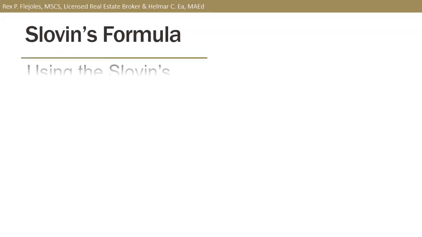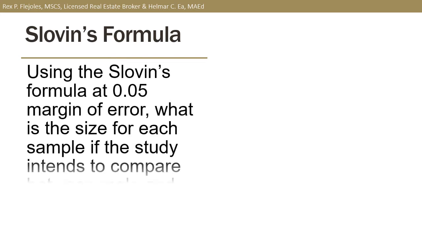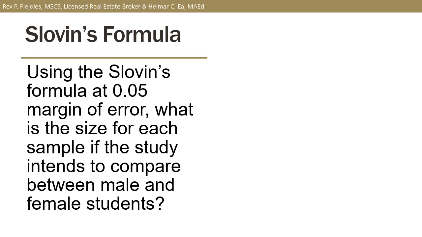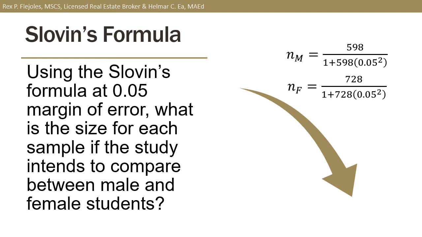Using the Slovin's formula at 0.05 margin of error, what is the size for each sample if the study intends to compare between male and female students? Applying the Slovin's formula for male students, it resulted to 239.68. So the sample size for male students is 240. Applying the same formula for female students, it resulted to 258.16. So the sample size for female students is 259.